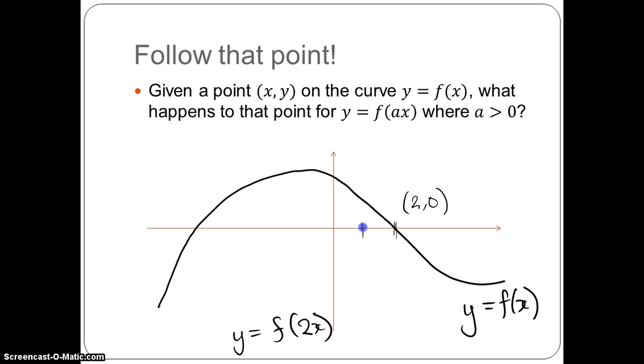Well, when x equals 1, what's this going to be? Then I'm going to get f(2 × 1), so f(2) here. But from here I can see f(2) is going to be 0. So it's going to move forward my new curve. It will intersect twice as early as it would have otherwise. The axis is still the same, but everything else will be happening twice as quickly. So it would look something like that. It would be a compressed version of my original graph.